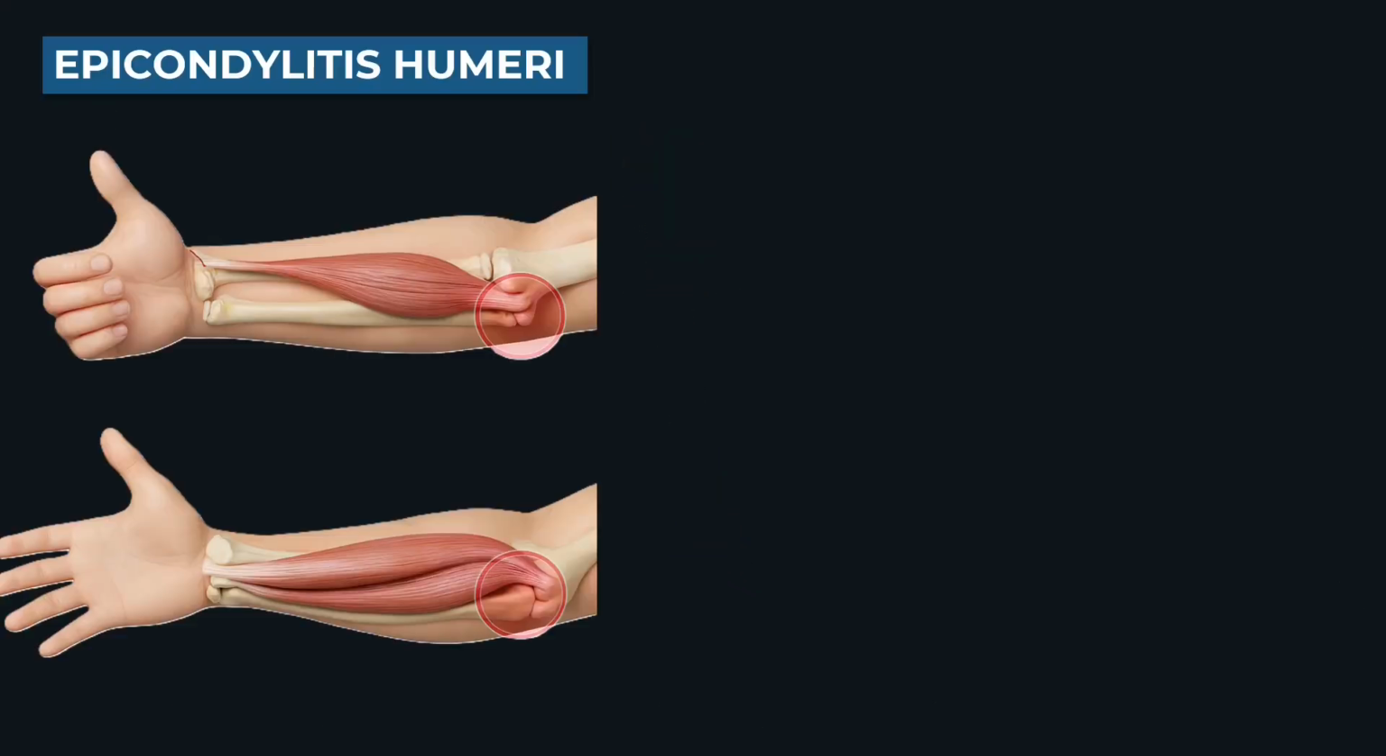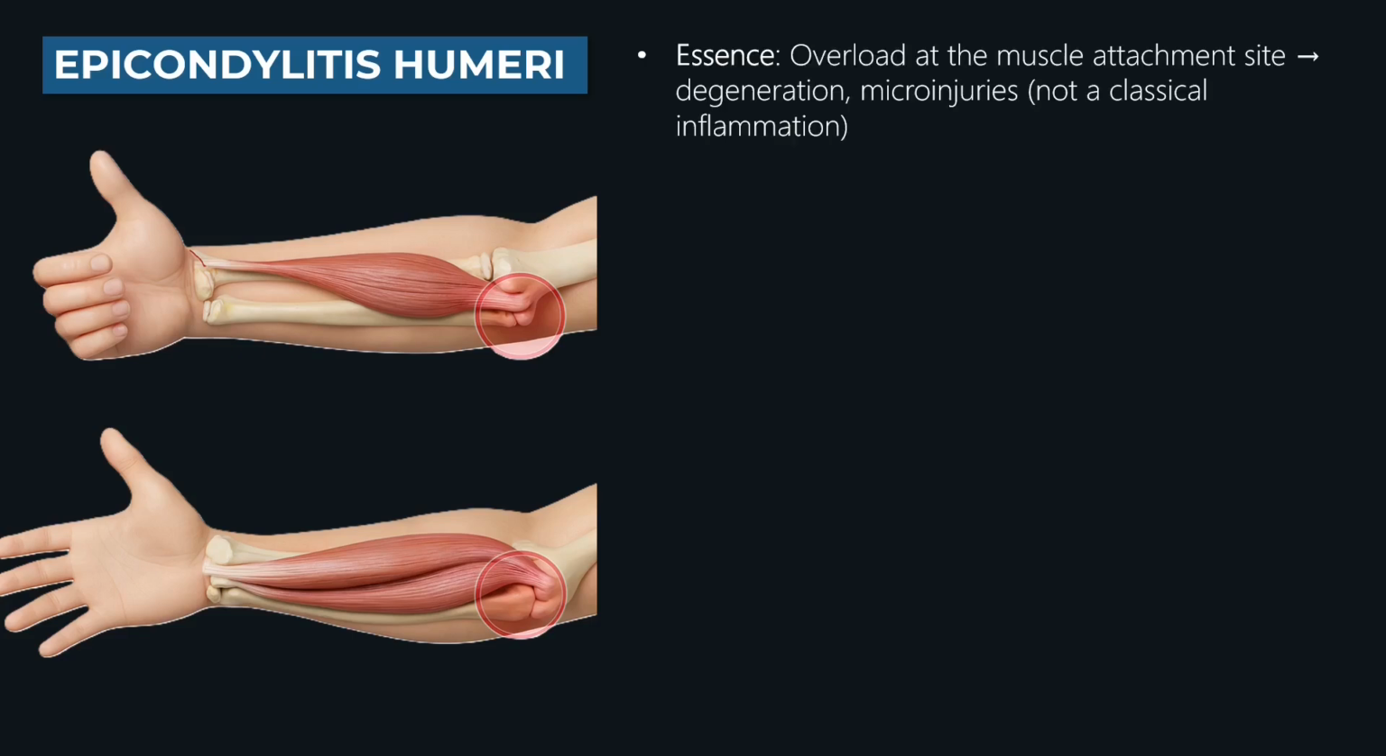Now that we have reviewed the humerus and its important bony landmarks, it is worth mentioning a common condition directly related to these attachment sites, epicondylitis humeri, the collective name for tennis elbow and golfer's elbow. The essence of epicondylitis humeri is that the tendinous origin of the forearm muscles at the outer or inner epicondyle undergoes chronic overuse. Repetitive movements lead to microtrauma and degeneration in the tendon. Importantly, this is not a classical, acute inflammation but rather a tendinopathy. Symptoms therefore develop slowly and insidiously, and they are load-dependent.